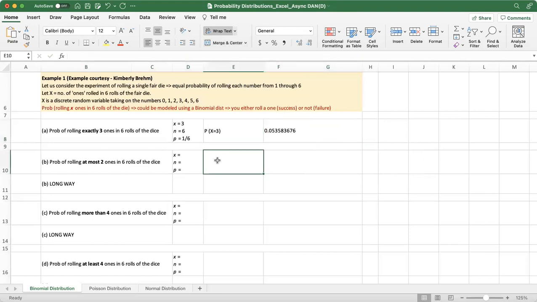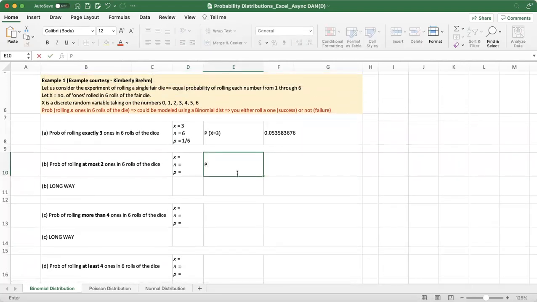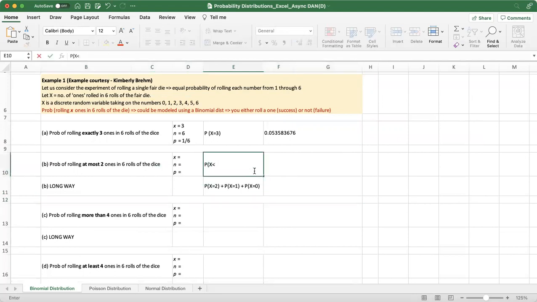Now let's look at the next one. What's the probability of rolling at most two ones? So here I'll let you fill out these x, n, and p columns on your own. But here we're essentially asking the probability of at most two ones, meaning x can take on a maximum value of 2, but it could be lesser than 2 as well, right? So x could be 2, plus x could be 1, plus x could be 0. So essentially, I'm asking for the probability of x being lesser than or equal to 2.